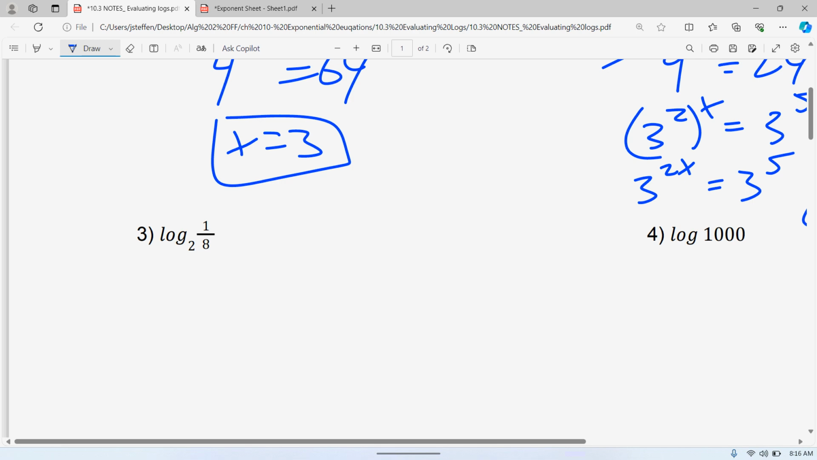Couple more here. Now this one looks a little bit more difficult because we have 1/8. We have a fraction. 2 to the x is equal to 1/8. The big deal with fractions.